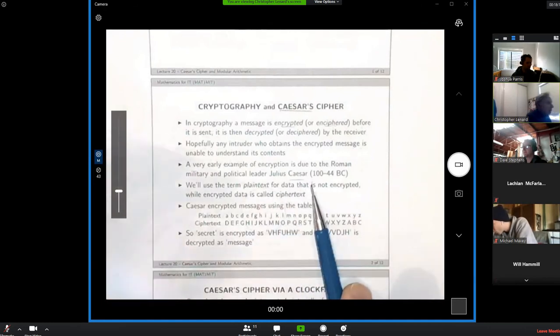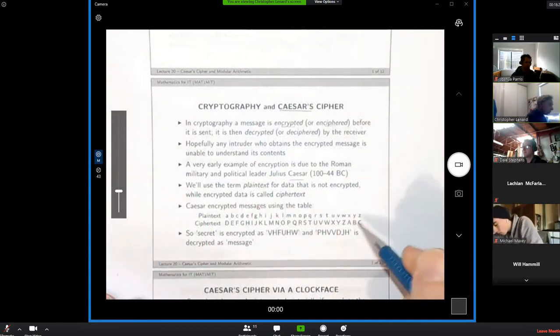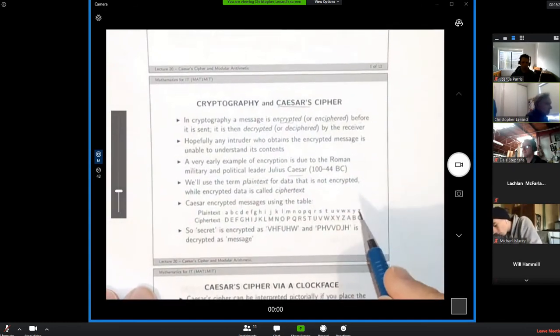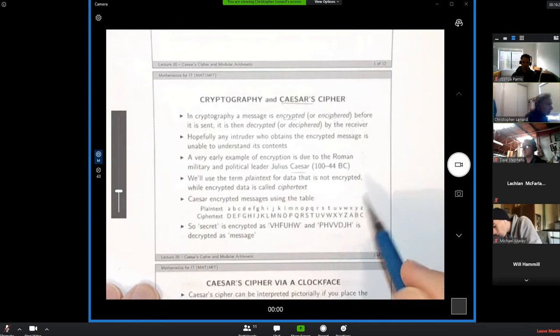It's a very simple-minded thing, but if you didn't know what was going on, it'd be a bit hard to figure out what was going on if somebody just intercepted it. Nowadays, it's such an easy thing that kind of everybody knows about it.